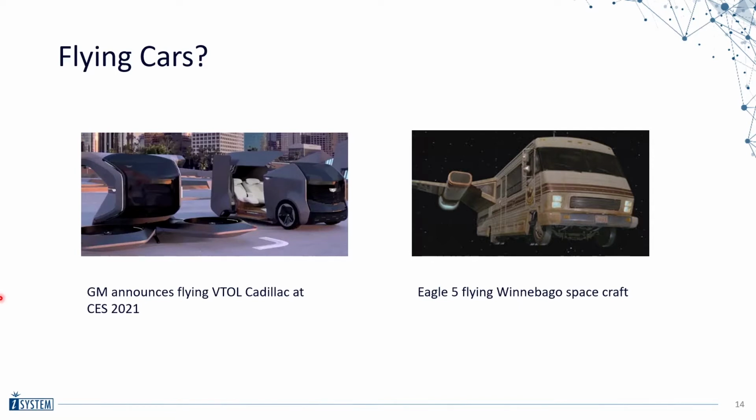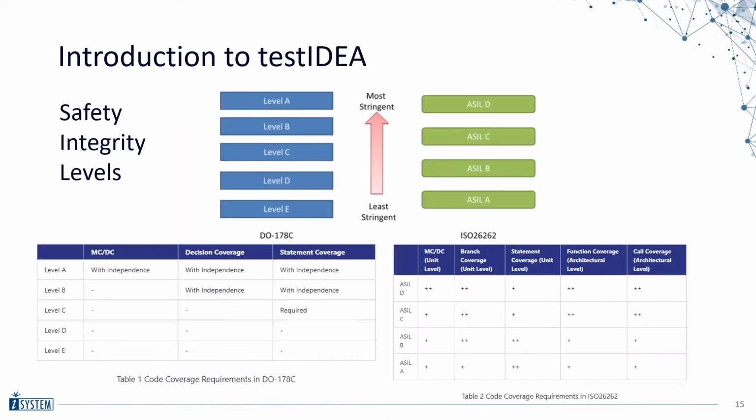Whether you're testing an avionics controller from a spacecraft, or an automotive controller from an autonomous vehicle, iSystem can help you develop and test to compliance of any functional safety standard. Looking closer at the avionics and automotive development, they both use safety integrity levels to manage risk of catastrophic failure.